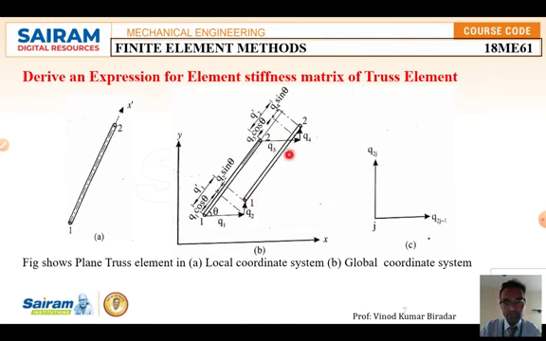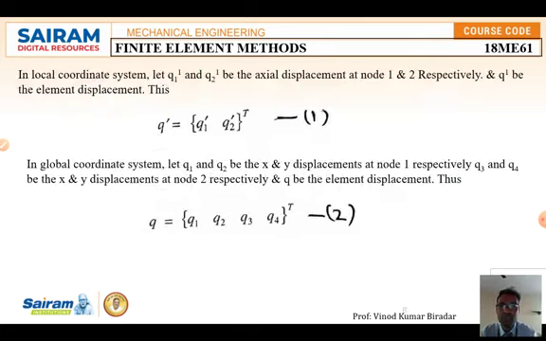From this position to the changed position, the length considered is q1 cos theta, and from this to this the length is q2 sin theta, giving q1 dash. So that is q1 and q2. Similarly, take q3 and q4 at node number 2, in the same way. So that is how you got this. Now with the help of this diagram you need to derive the element stiffness matrix.